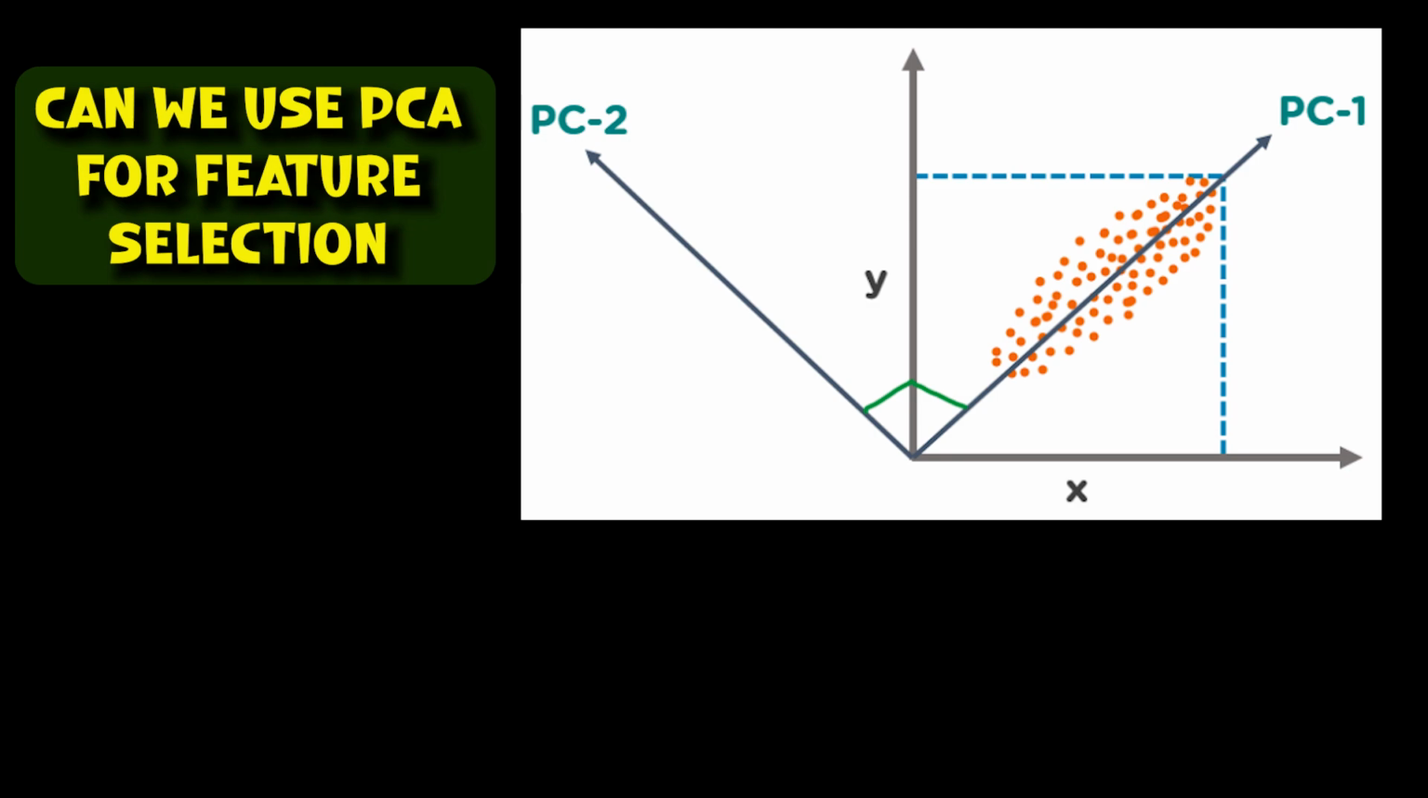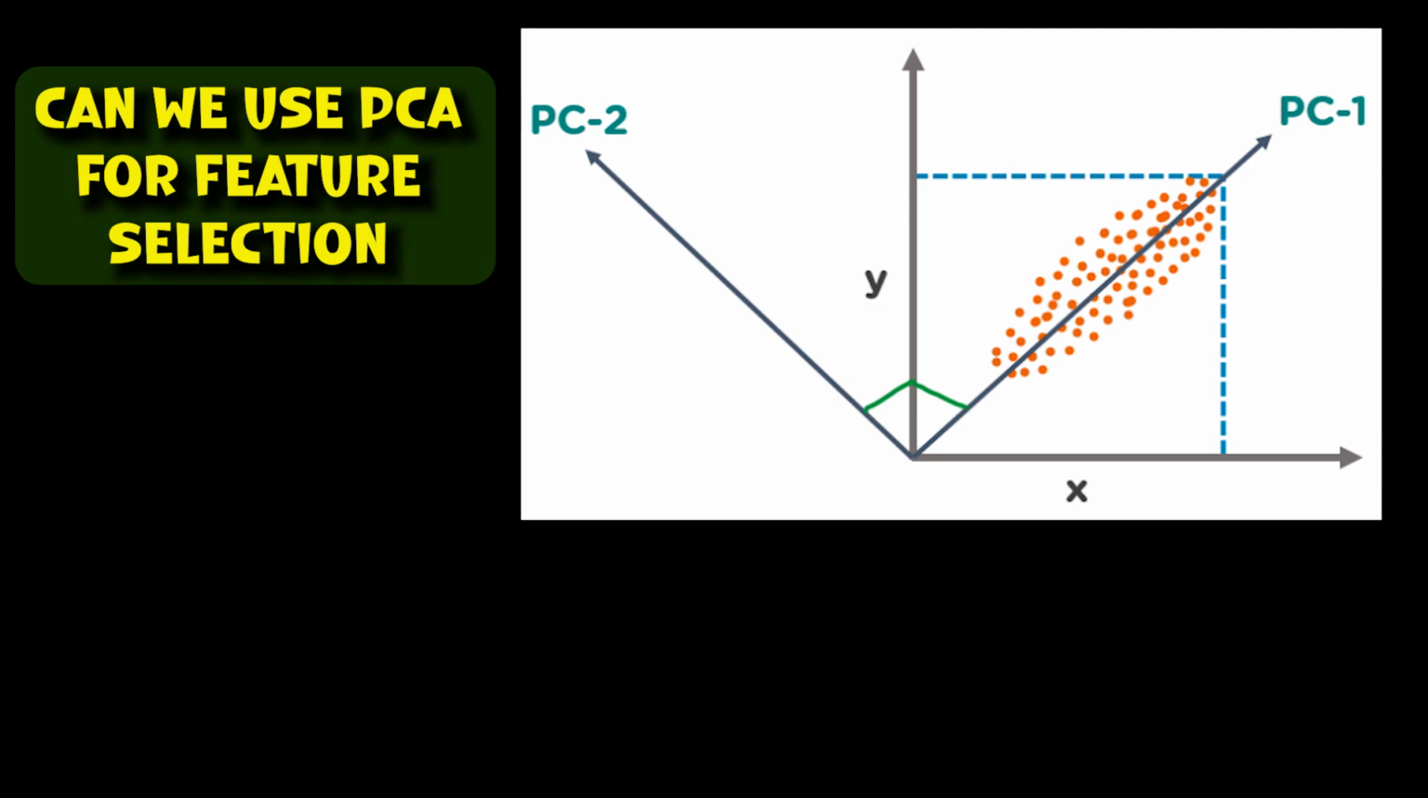Can we use PCA or principal component analysis for feature selection? Simple answer, no. Now let's go through it in detail. PCA is primarily a dimensionality reduction technique, but it is not explicitly used for feature selection. However, it can be useful in the pre-processing stage to aid in feature selection.